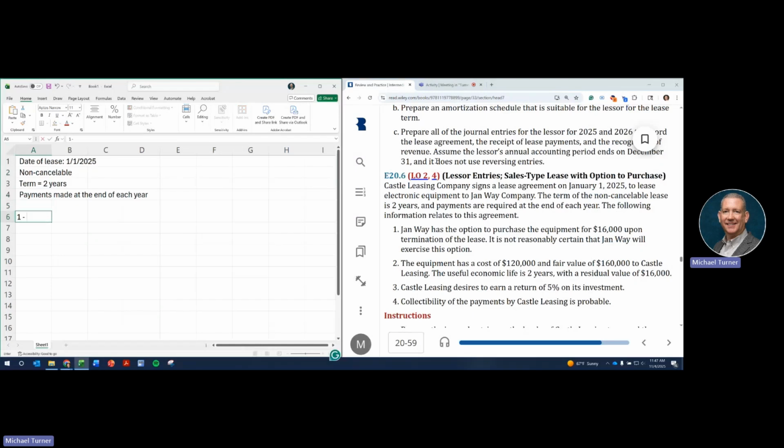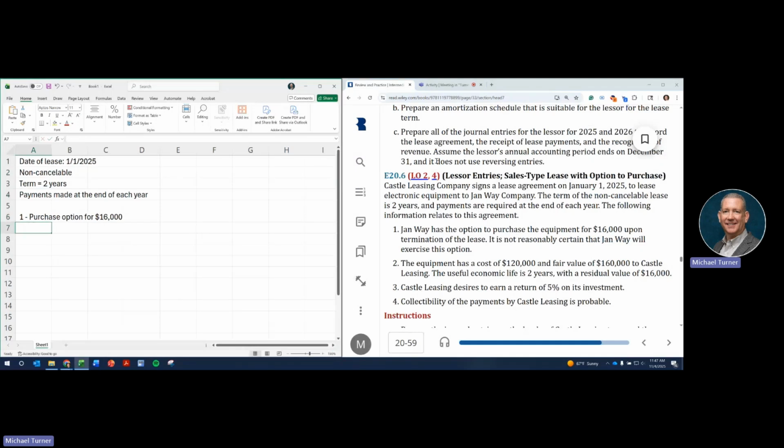Point number 1. Janway has the option to purchase the equipment for $16,000 upon termination of the lease. It is not reasonably certain that Janway will exercise this option. So there's a purchase option, but it's not expected that Janway, the lessee, will actually exercise this option. So it does not appear that this is going to be a bargain purchase option, but there is a purchase option, so we'll note it.